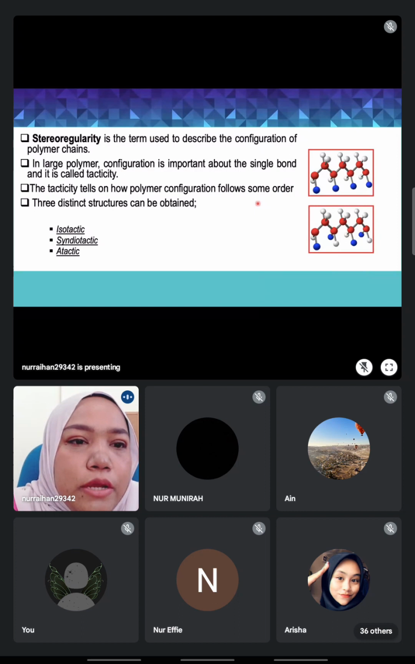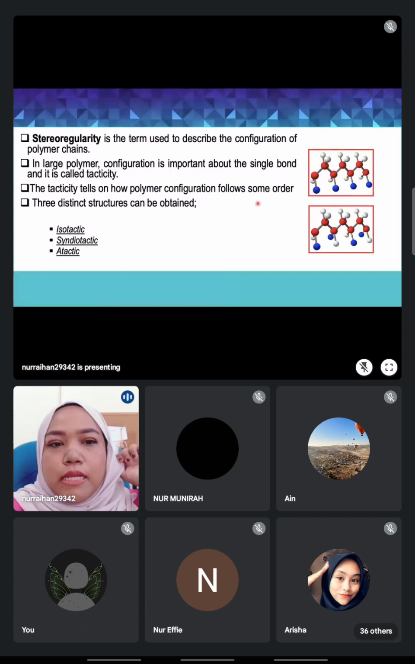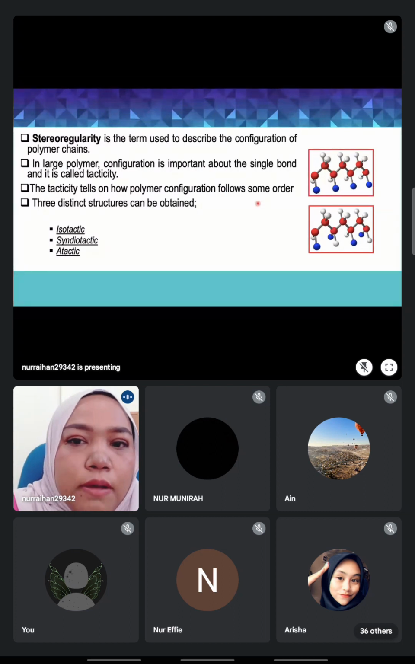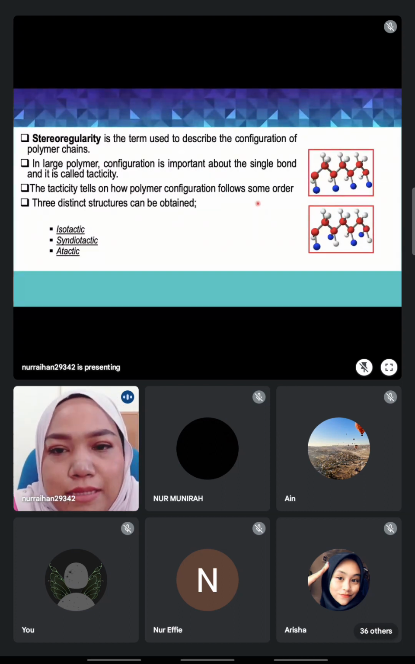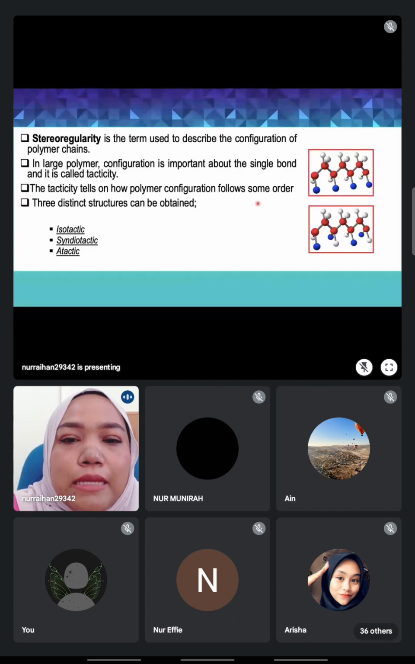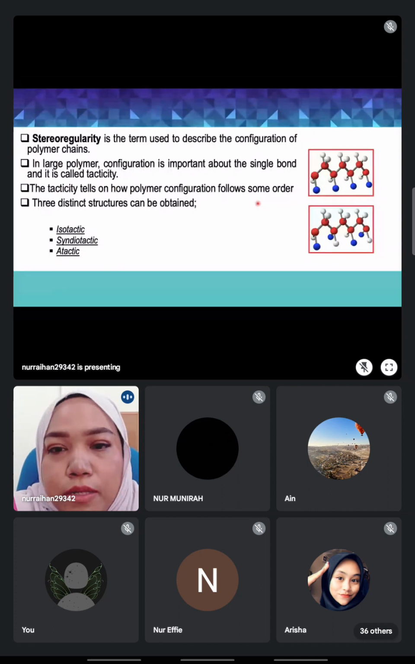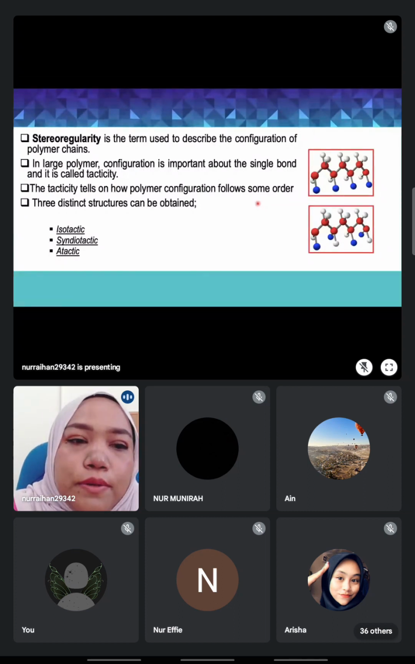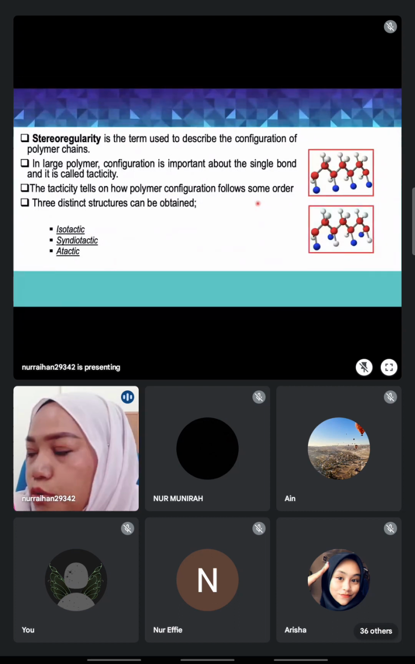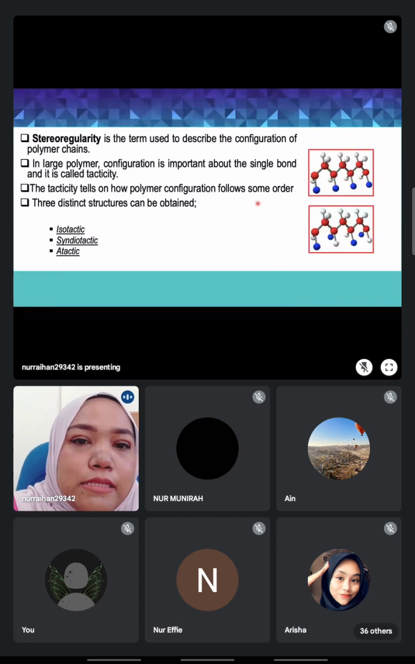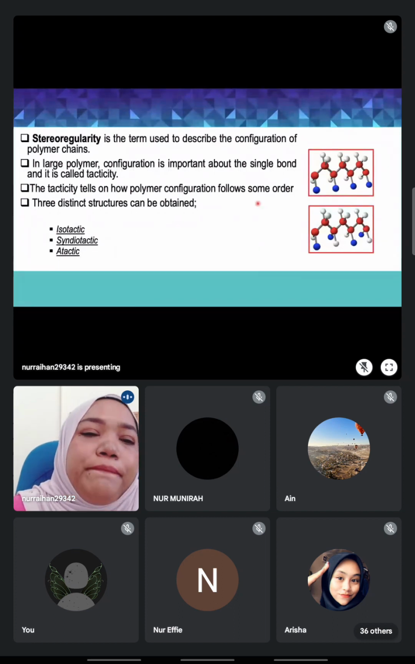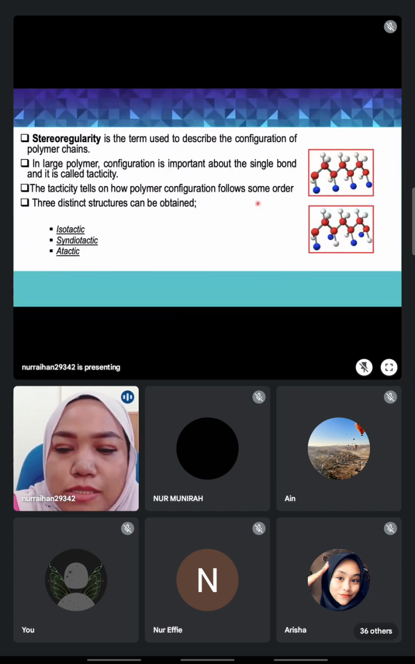Okay, second kita bercakap stereoregularity. Okay, stereoregularity in the chain is important about the single bond and it is called as a tacticity. So this tacticity only occur in the single bond. Kalau kata tadi isomer occur in the double bond. So they will produce either cis and trans. Meanwhile, stereoregularity occurs in the single bonding. So hanya berlaku dekat single bonding, you takkan jumpa dia dalam double bonding. Okay. So dalam single bonding, that it is called as a tacticity. Kalau katakan double bonding tadi, kita panggil dia sebagai isomer. Okay. So in the tacticity, you have 3 elements, iso, syndio and atactic.